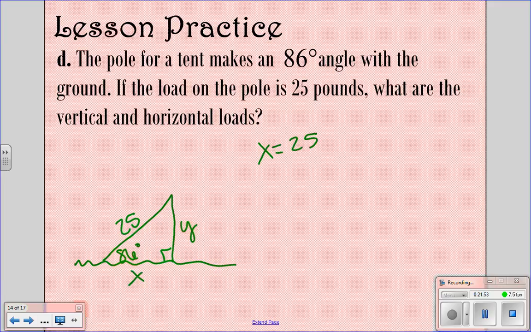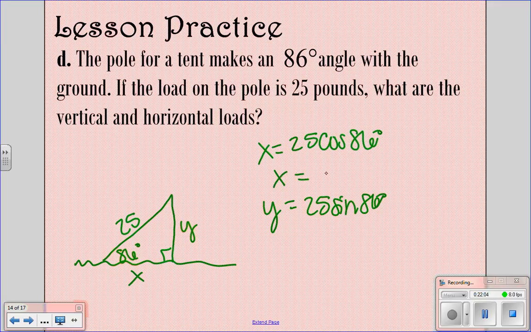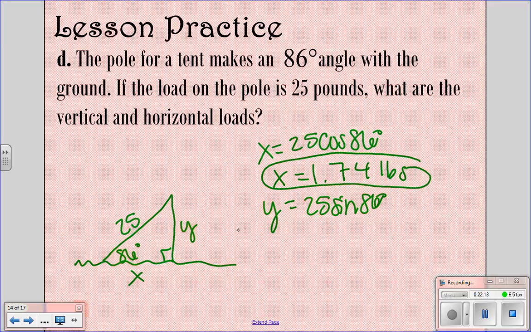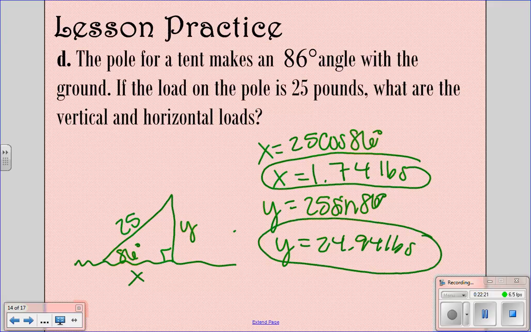So your x is going to be 25 cosine of 86, and your y is going to be 25 sine of 86. So your x value is your horizontal part. It's going to be 1.74 pounds. The y part is your vertical part, and it's going to be 24.94 pounds. And so that would be your vertical and horizontal loads.